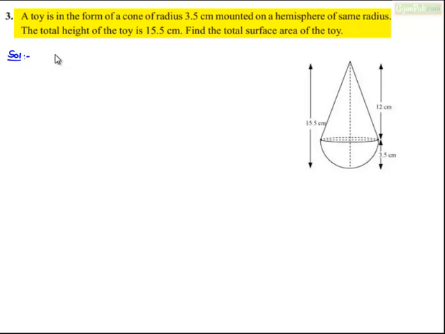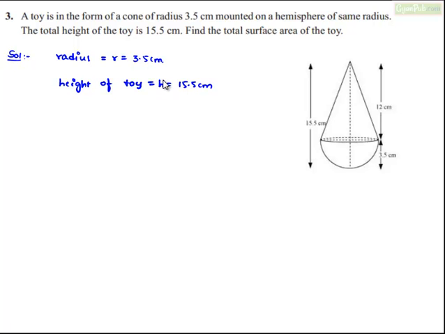Here it is given that the toy is in the form of a cone mounted on a hemisphere of the same radius. So the radius of the cone and the hemisphere is r, which is equal to 3.5 centimeters, and the total height of the toy is h equal to 15.5 centimeters, let it be capital H. From this, let us find the height of only the cone. From the figure, we can say that the height of only the cone can be obtained by subtracting the radius of the hemisphere from the total height of the toy. So that is 15.5 minus 3.5, which is equal to 12 centimeters. Therefore the height of the cone is 12 centimeters as represented.